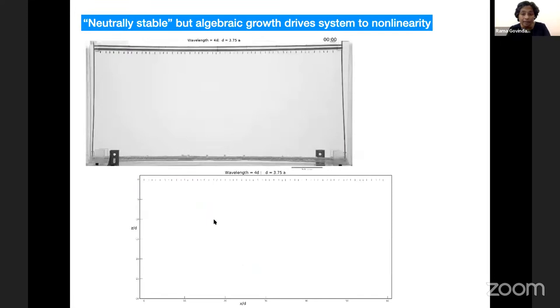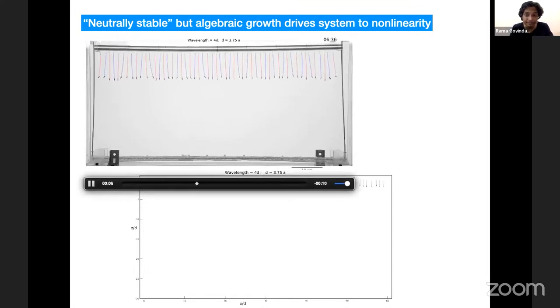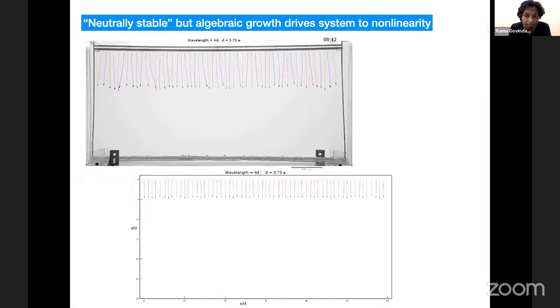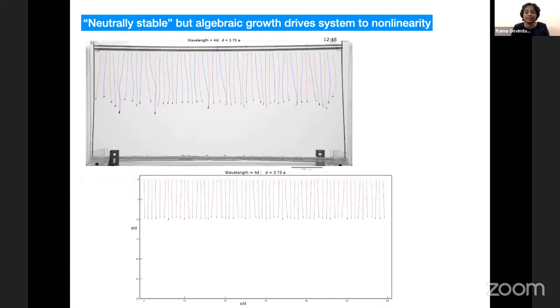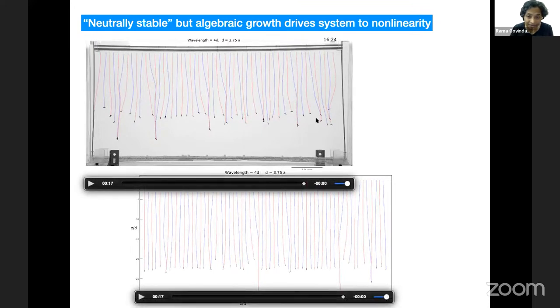Now, what happens though is that at later time, there is nonlinearity taking over. And this is the experiment and this is the theory. And in the theory, we have a handle on things, like we can change the initial perturbation. We have a better handle on the initial perturbation than in the experiment. But you can see that, qualitatively, the two are doing the same thing. So there are some of these runaway things which are going very fast.